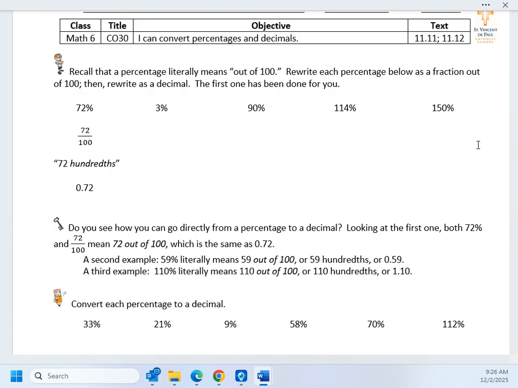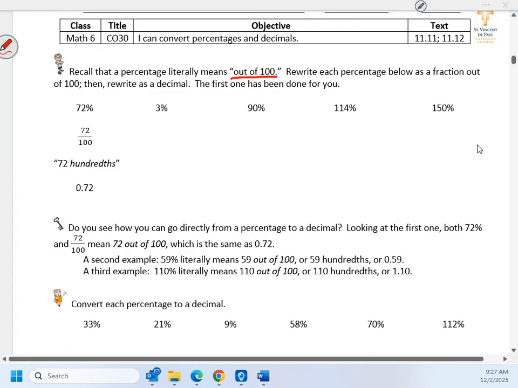Okay, so today we are converting, instead of working with those fractions, we are working with decimals. So percentages and decimals. So recall that a percentage literally means out of 100. We're going to rewrite each percentage below as a fraction out of 100. Then we're going to put that fraction into a decimal. The first one has been done for us. So 72% we know is 72 hundredths.